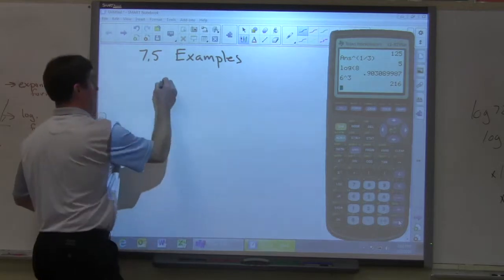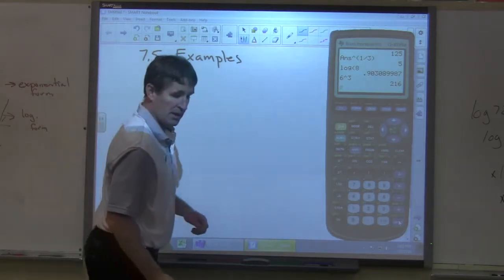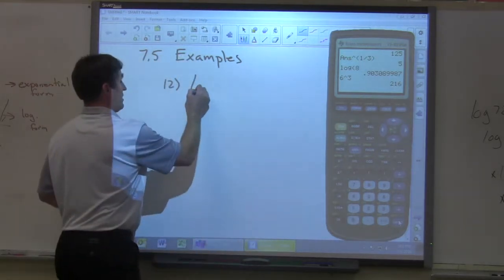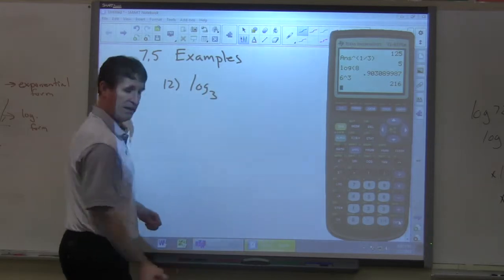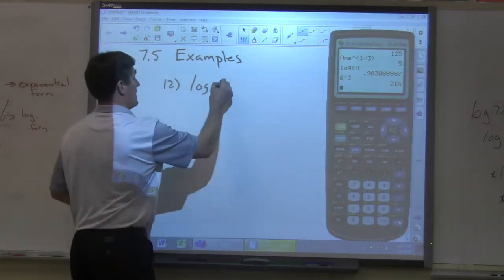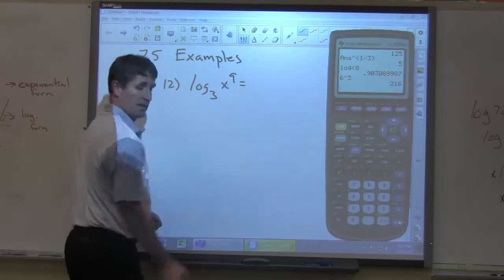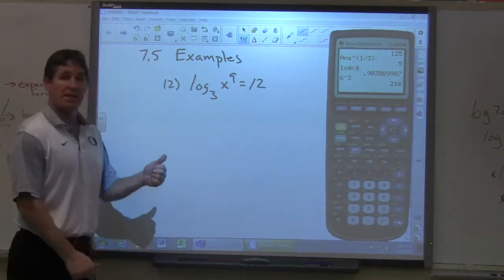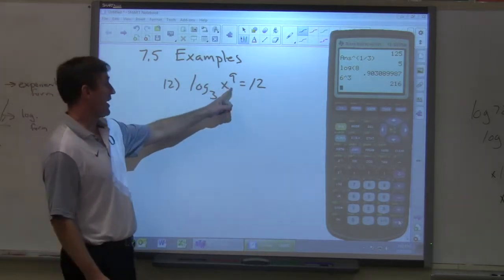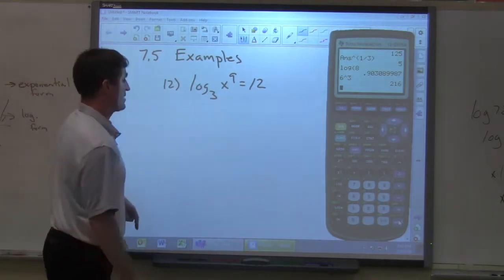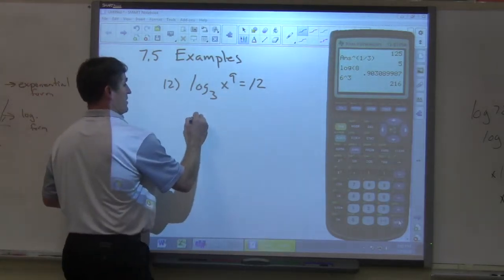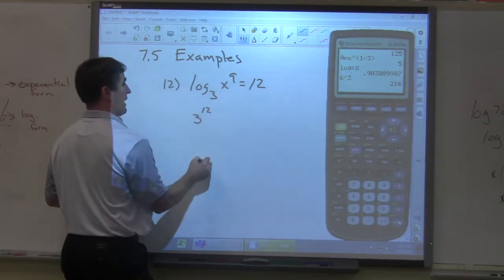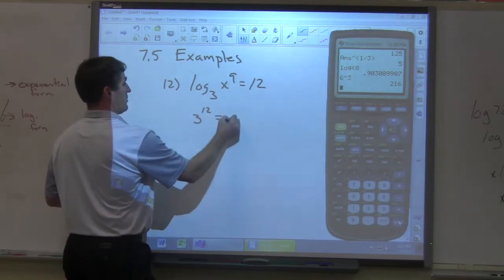Number 12 says log base 3 of x to the 9th equals 12. So again, we decide where our variable is. Again, it's in our answer, so we can switch this to exponential form. So that would be 3 to the 12th power equals x to the 9th.